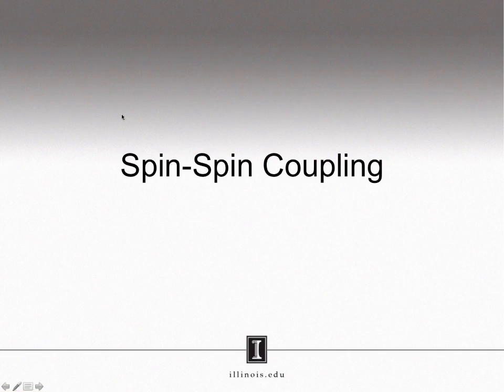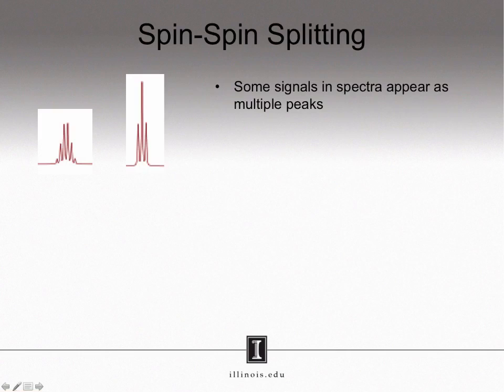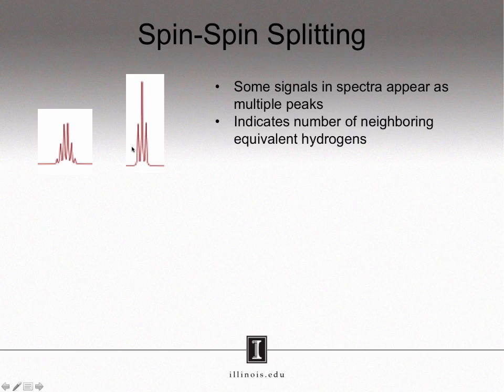One final topic before we finish this webcast. Spin-spin coupling. As you may have noticed, signals in spectra often appear as multiple peaks. This signal on the left has 6 peaks, 1, 2, 3, 4, 5, 6, and the signal on the right has 3 peaks. The number of peaks that belong to each signal indicates the number of neighboring or adjacent hydrogens. The number of peaks present is called the multiplicity of the signal.